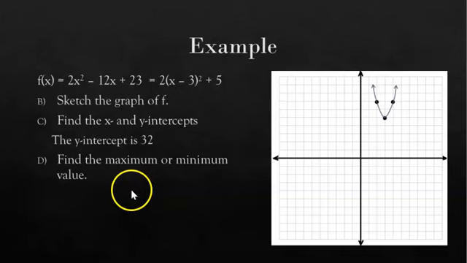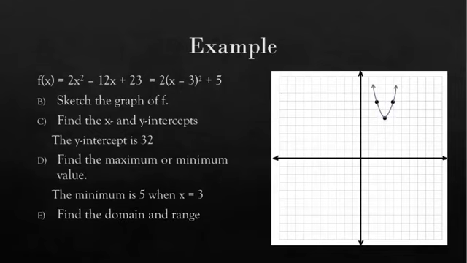So in this case, I would have a minimum, because it's an upward parabola, a minimum of 5. Okay, finally, they're asking me to find the domain and range. And the domain for any parabola is going to be all real numbers, unless you're doing an application question in which negative numbers don't make sense.